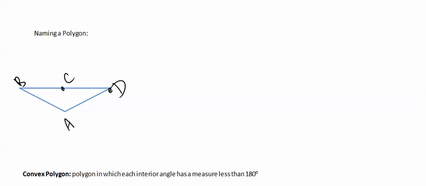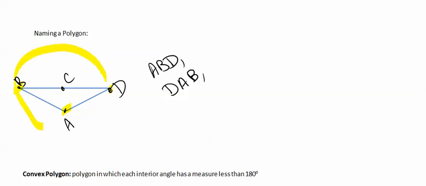So how do we name polygons? Well, in this case, this polygon can be named as figure ABD, DAB, as long as it connects all 3 points and it continues in one direction or the other. It doesn't matter which point you start with.